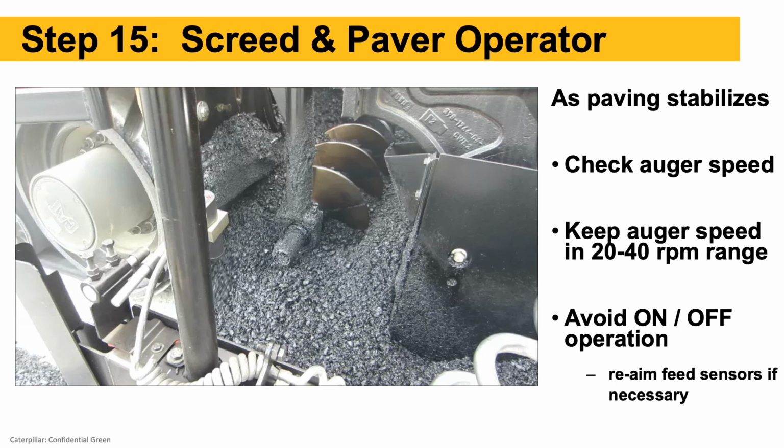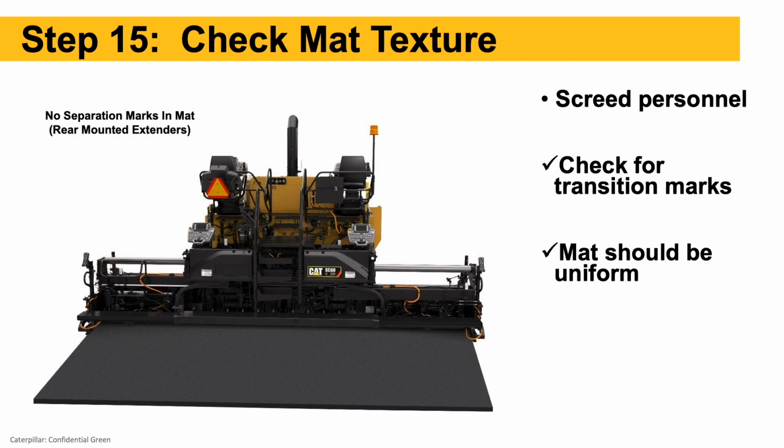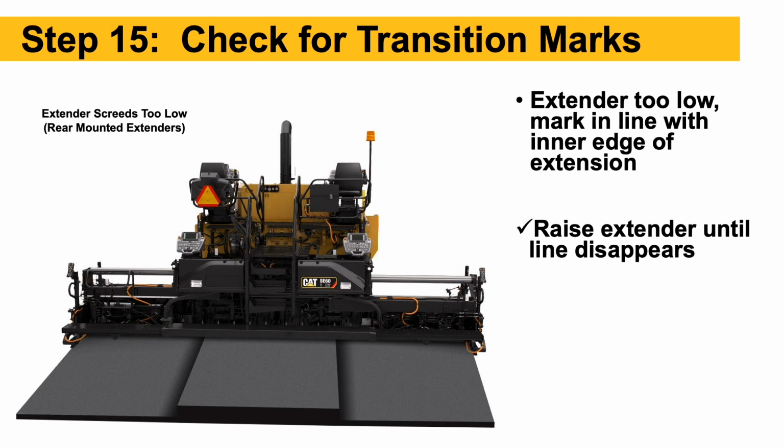You want to catch a good area to keep constant auger movement. So you got the mix feed, everything's dialed in, half auger height, 20 to 40 RPM. Now you're going to look back, check your mat texture. Again, it should be uniform from one edge to the other if everything is set up properly and working properly. The most common things that you might see, and I'll just show a couple slides on those, is what we call transition marks. So in this picture, you can see two lines coming out behind the screed.